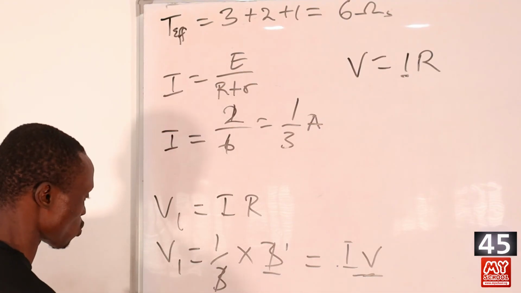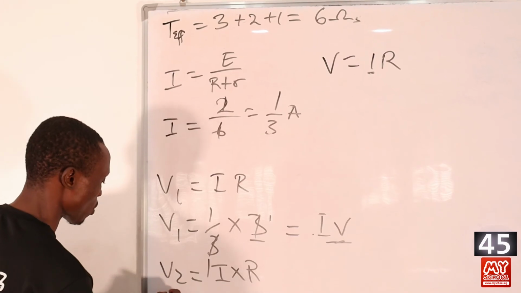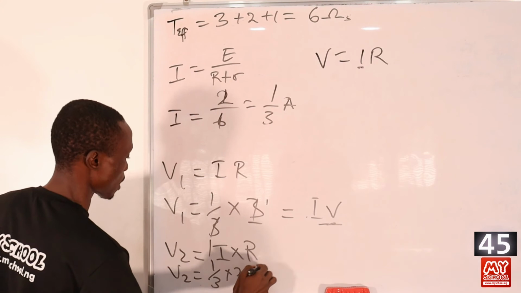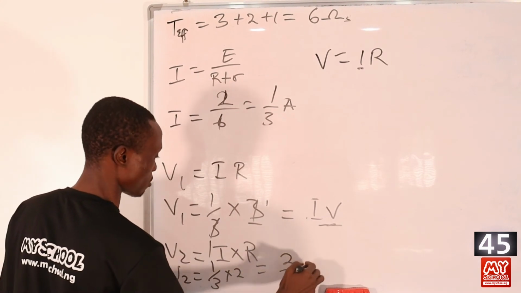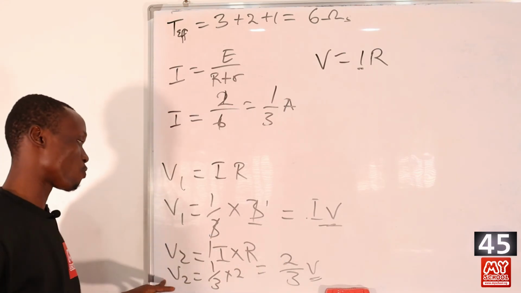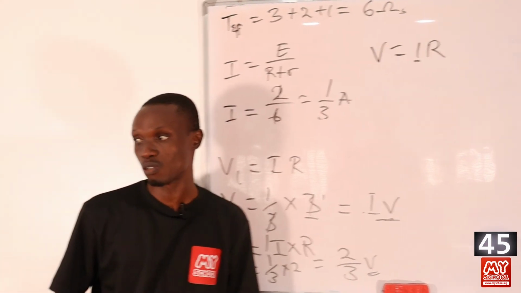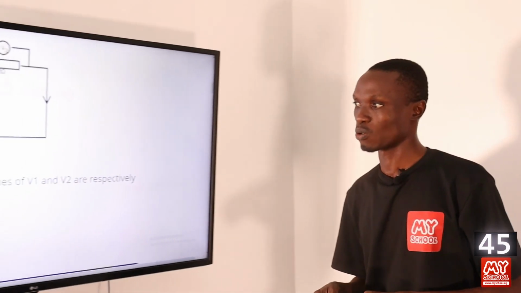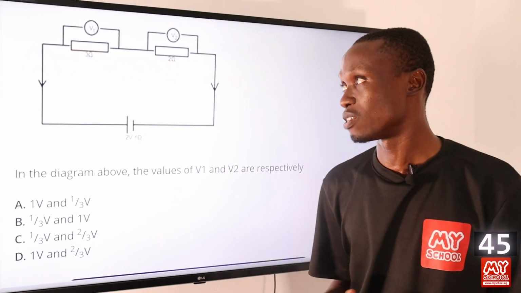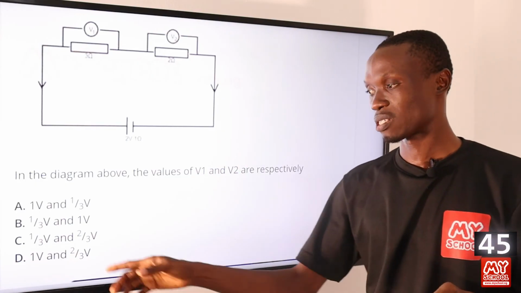For the V2 we'll be having the same thing, I times R, and that will be equals to V2 will be equals to 1 over 3 times 2. So in that case we're having 2 over 3 volts. So the value of V1 is 1 volt, while the value of V2 is equals to 2 over 3 volts. So let's return back to the screen to pick the correct answer to this question. Option D agrees that the value for V1 is equals to 1 volt and the value for V2 is equals to 2 over 3 volts.